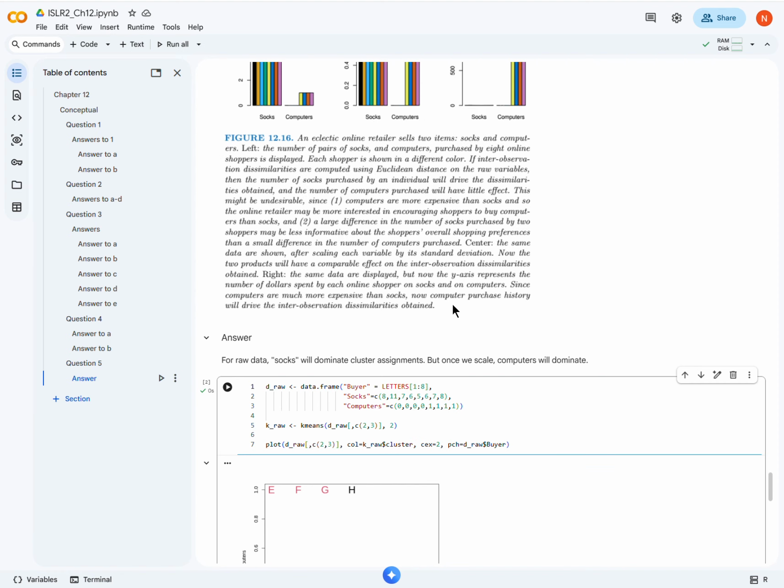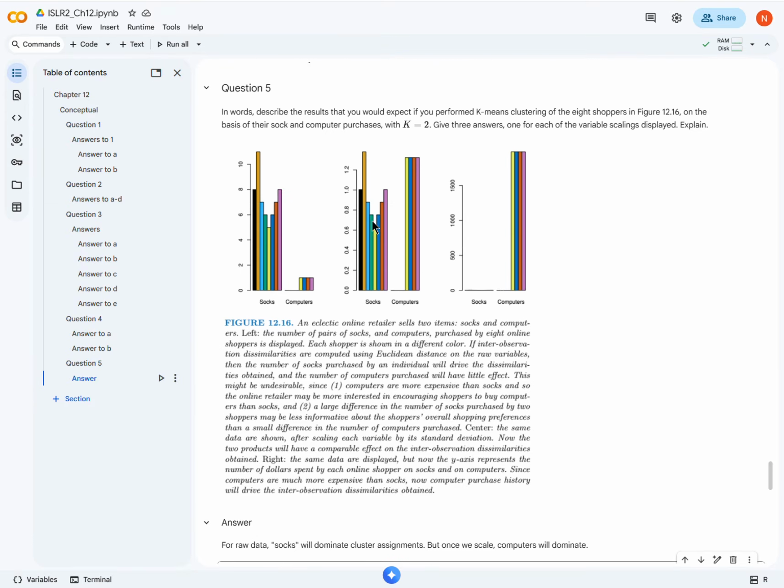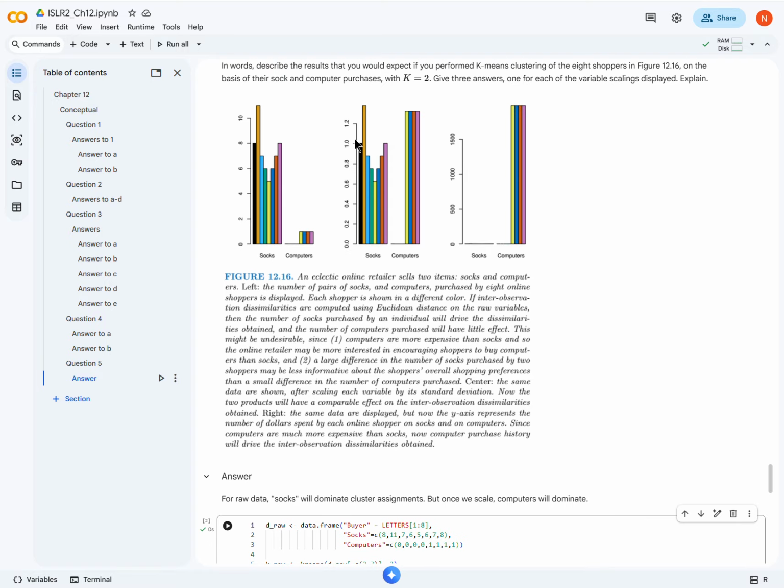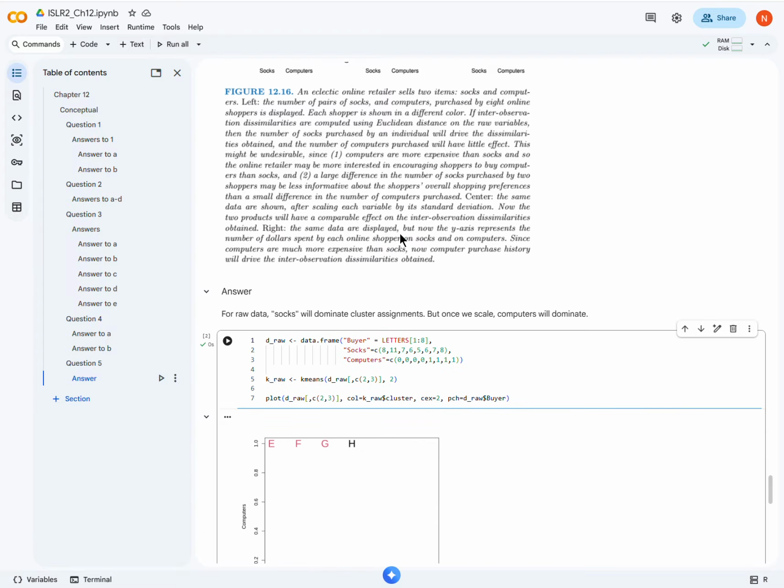So now if we go to the middle one, where we have normalized these things, then, well, computers should probably be the deciding factor in terms of who gets assigned to which cluster. And the reason is because it's so clearly demarcated between computers and socks, and now everything has been normalized. So the fact that more units of socks are sold compared to computers is not important anymore.